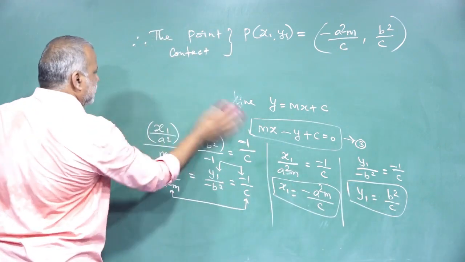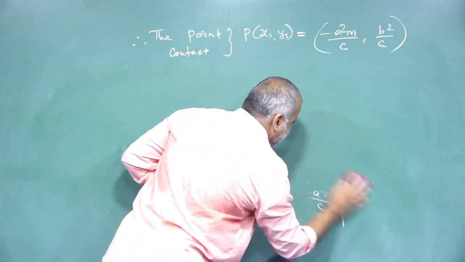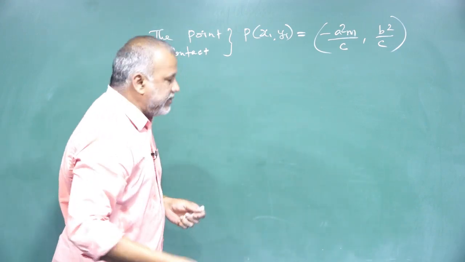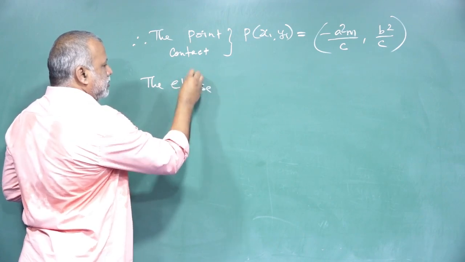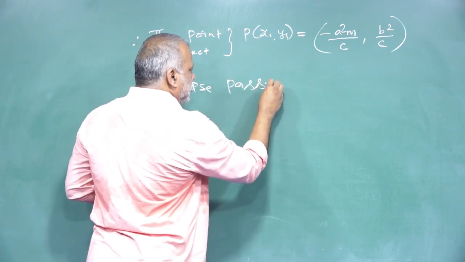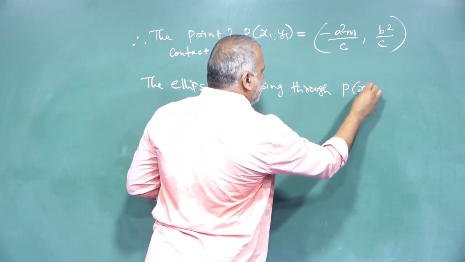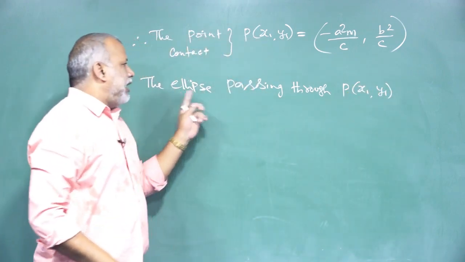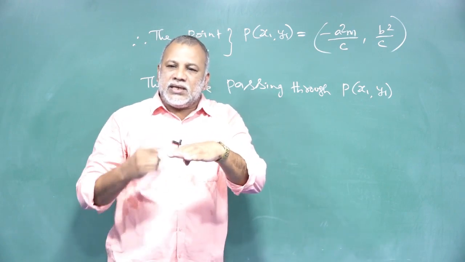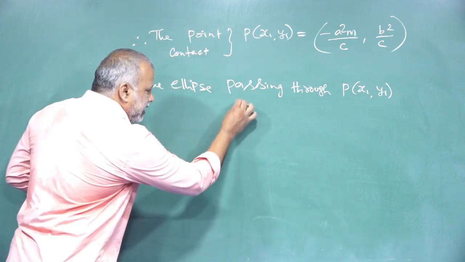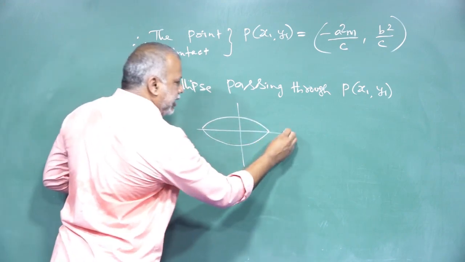Now listen. The general equation of the ellipse passing through P of x1 comma y1. The ellipse passing through the point P of x1 comma y1. What is the reason? We are discussing the tangent at x1 comma y1. Generally, listen to this: what is the meaning of the tangent?